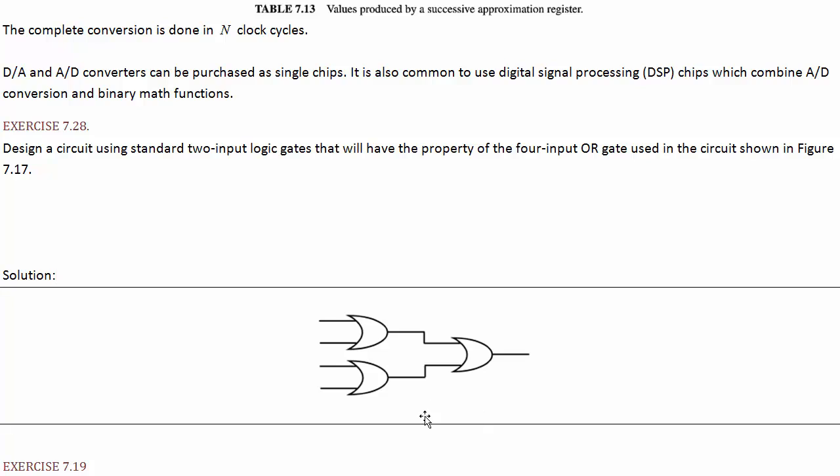All you do is this. You take the input from two ORs and then output those to another OR, and then you've got your 4-input OR gate.